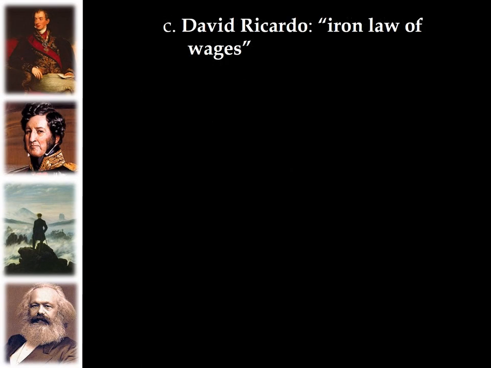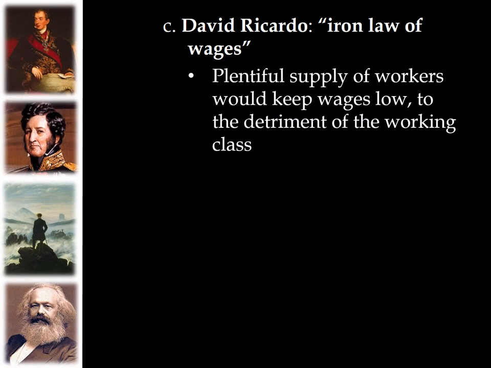Now, as I mentioned, we talk about the others. David Ricardo, the Iron Law of Wages. Ricardo said that a plentiful supply of workers would ultimately keep wages low. It's based on supply and demand. If you have a lot of workers and fewer jobs, the supply of workers is greater than the amount of jobs, so therefore, wages will stay low, and that will benefit ultimately the owners of the factories, not the working class.